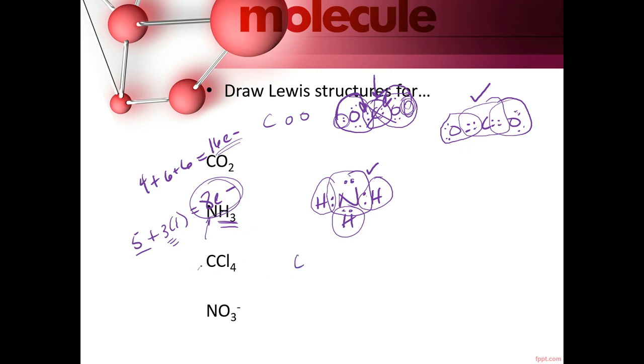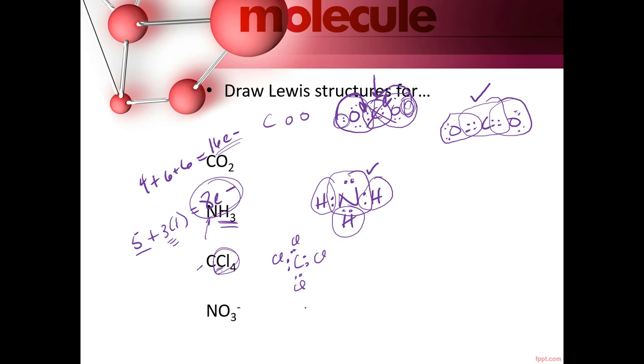Carbon tetrachloride. Carbon's going to go in the middle because it can make 4 bonds. Chlorine can only make 1. He has 7 valence electrons. He can only make 1 bond. Halogens, fluorine, chlorine, bromine, iodine, they will never go in the middle. They can only make 1 bond. Carbon in the middle, chlorine all the way around. We're going to put our shared pair of electrons between carbon and chlorines.